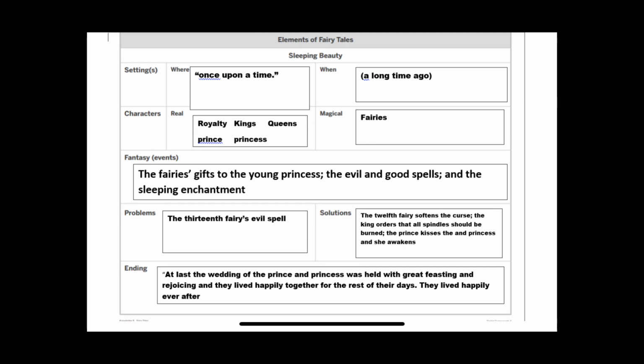The next one, problem. The 13th fairy was really evil and upset she wasn't invited, so she cast an evil spell on the princess. Solution. The 12th fairy softens the curse. The king offers that all the spindles should be burned, and the prince kisses the princess, and she wakes up. The end. At the end, there was a wedding for the prince and the princess held with a great feast and rejoicing, meaning happiness. And they lived happily ever after, together for the rest of their days. Again, in fairy tales, they always live happily ever after.